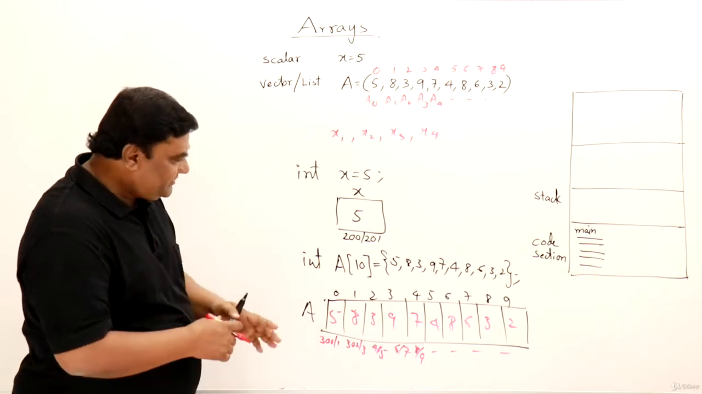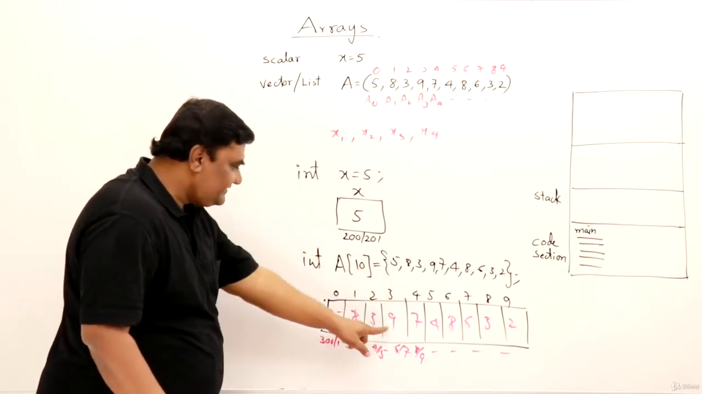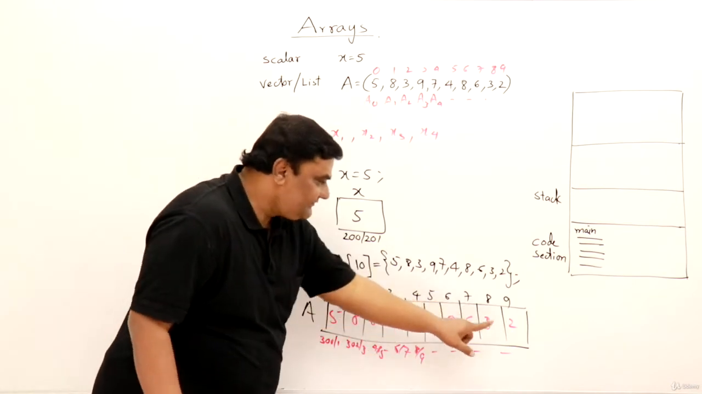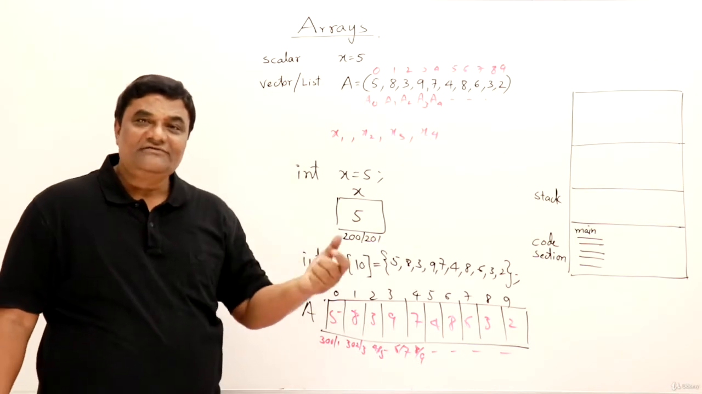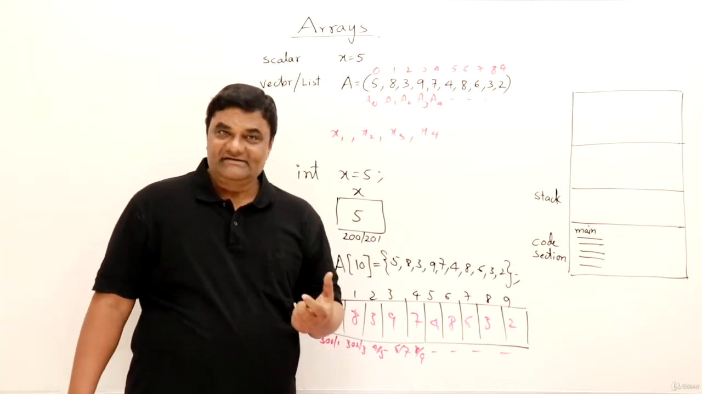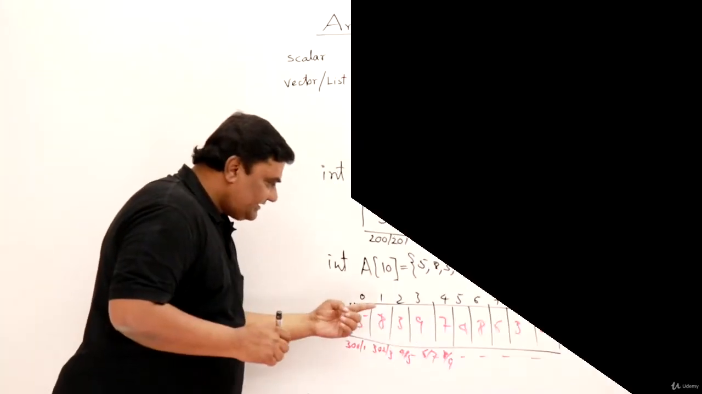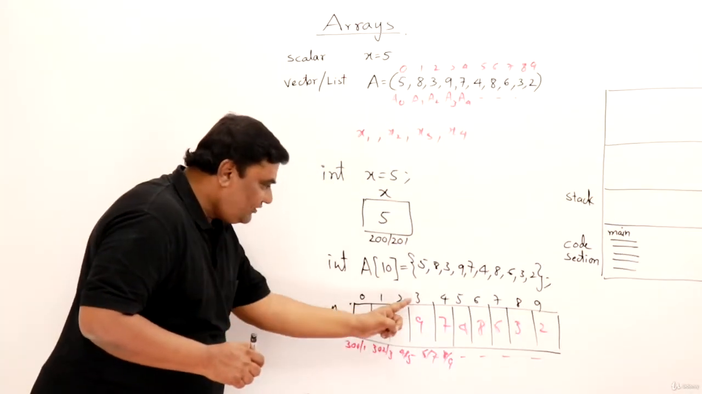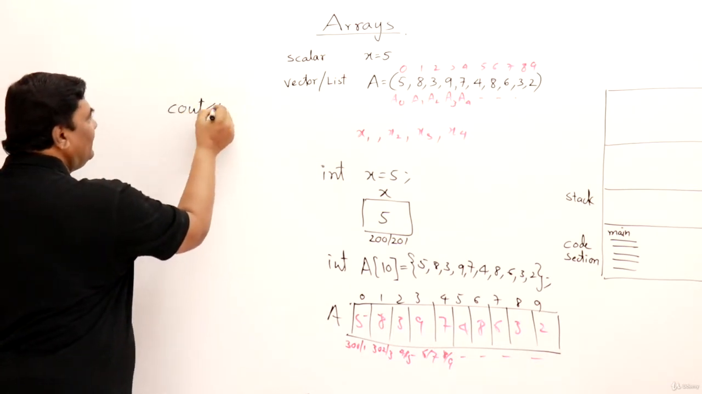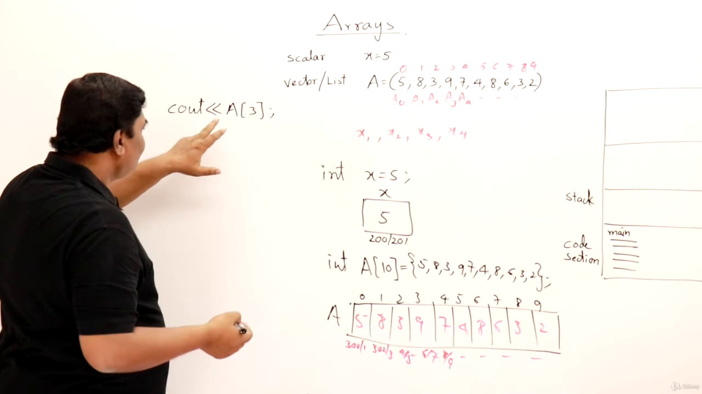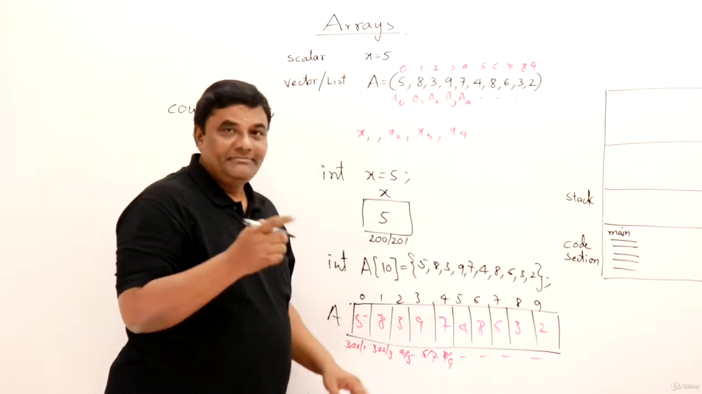Now how to differentiate what is this value? This is A of 4. Then what is this value? A of 3. What is this value? A of 8, index 8. So we can access each of them by using their index. How to access them? Let us see. Suppose I want to print this 9. So I have to say cout A of 3. So when I say A of 3, 9 will be printed.